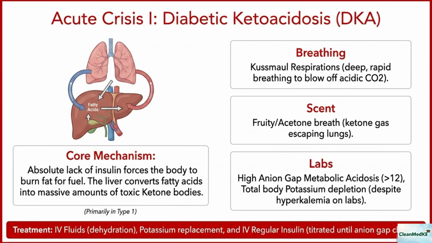Now let's cover the acute crises. Diabetic ketoacidosis, or DKA, occurs primarily in type 1 patients. An absolute lack of insulin forces the body to burn fat for fuel, producing toxic ketone bodies. Clinically, look for deep, rapid Kussmaul respirations, a fruity acetone breath, and a high anion gap metabolic acidosis. Treat immediately with IV fluids, potassium replacement, and regular insulin.